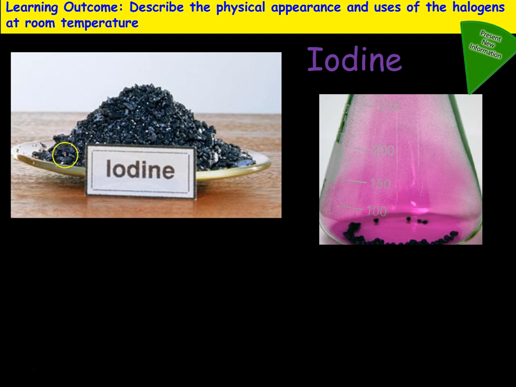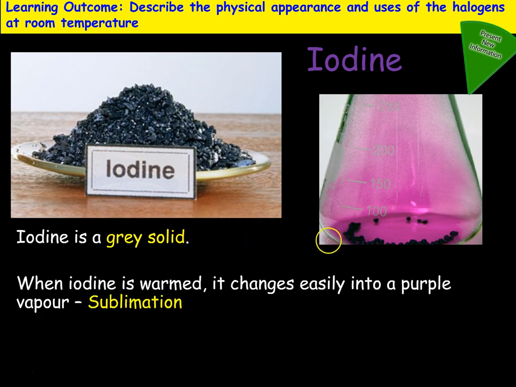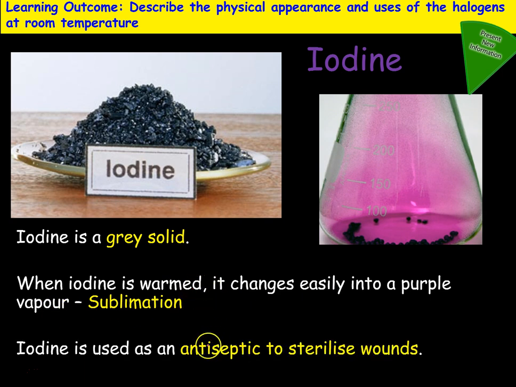Now the next one is iodine. So iodine continues this trend that we've just talked about with boiling point increasing, and you can see that iodine is a grey solid. Iodine has a unique property that when it's warmed, it misses out the liquid state altogether and goes straight from a solid to a gas, and that process is called sublimation. The use of iodine is it's used as an antiseptic. It's used to sterilise wounds.